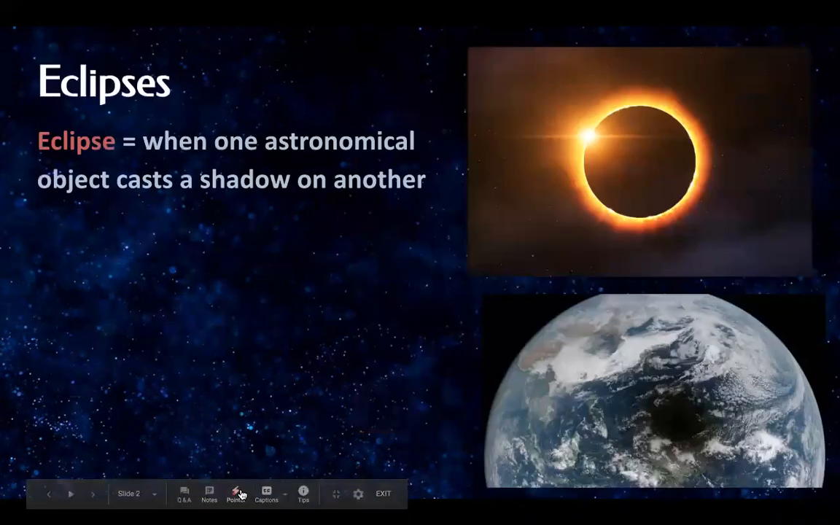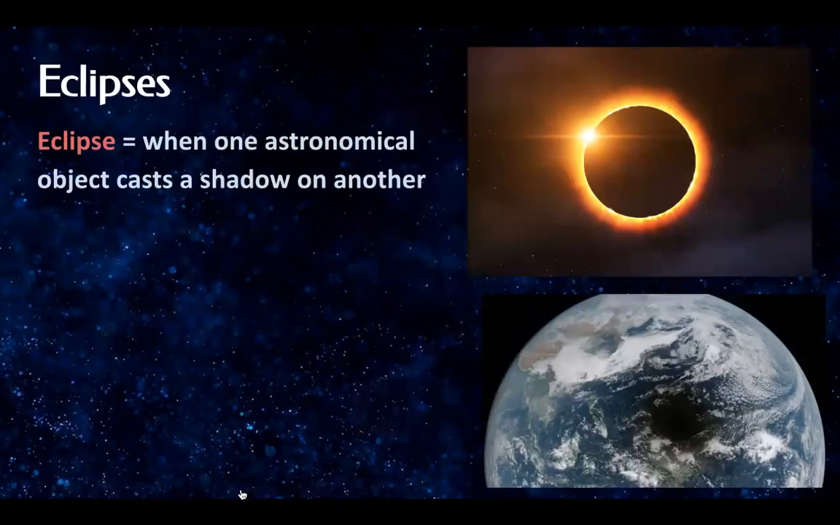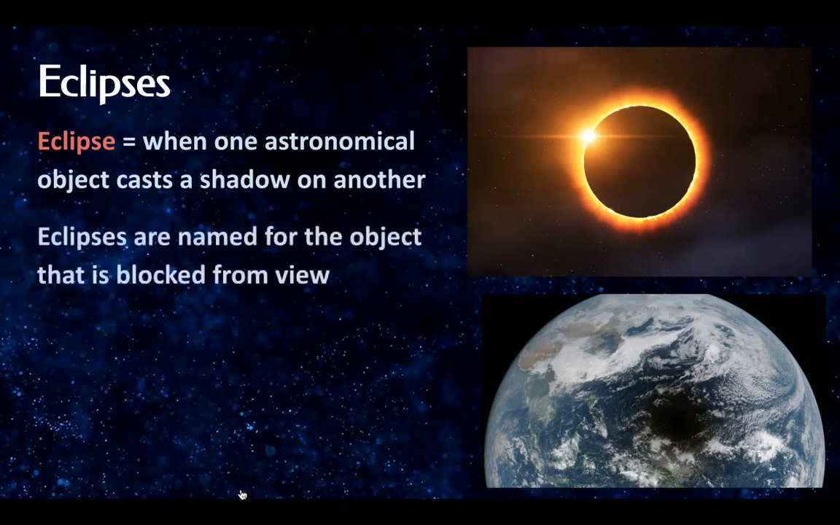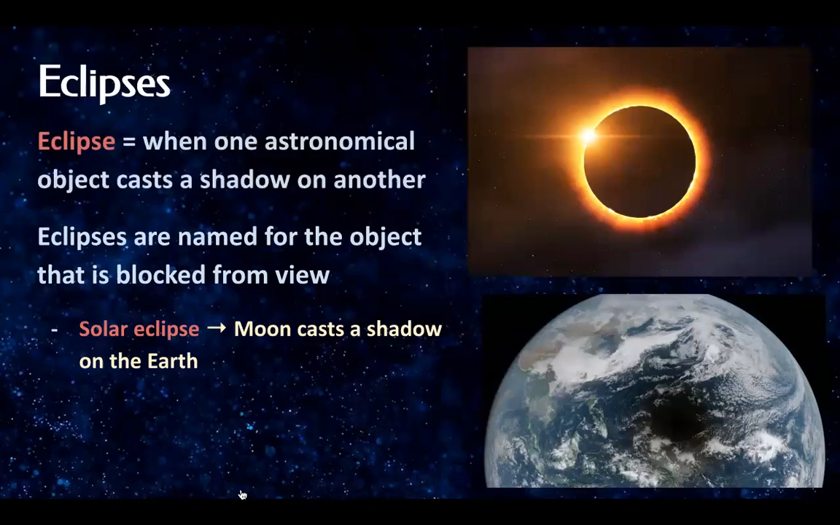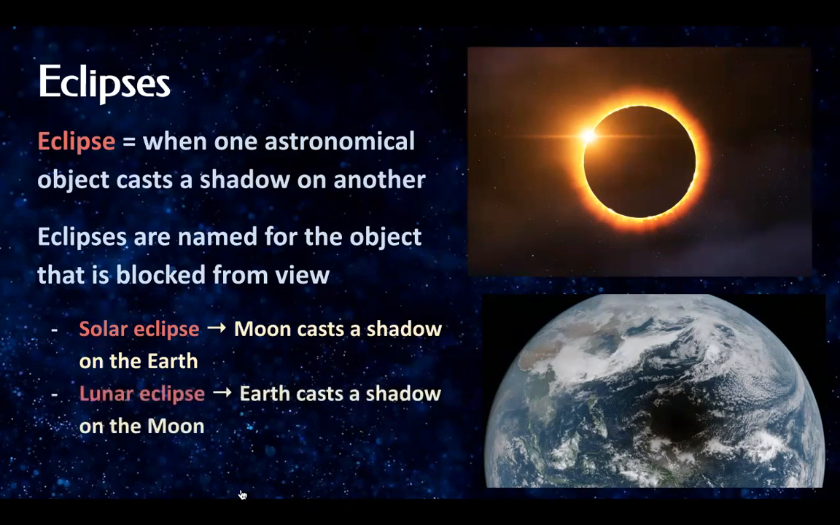Eclipses. An eclipse is when one astronomical object casts a shadow on the other. So this is a shadow event. Eclipses are named for the object that is blocked from view. For instance, a solar eclipse is when a moon casts a shadow on the Earth. Basically, we can't see the sun. That's why it's a solar eclipse. Can't see the sun, solar eclipse. Remember, we name them for things we can't see. A lunar eclipse is when the Earth casts a shadow on the moon, which means we can't see the moon, hence lunar eclipse.